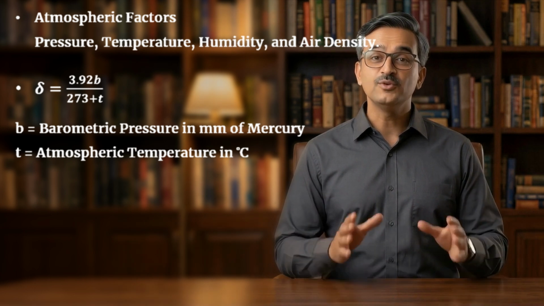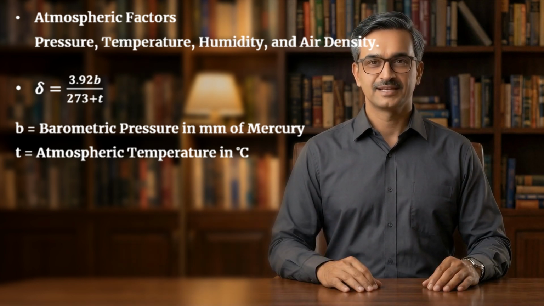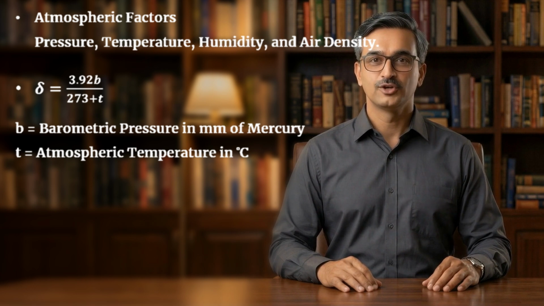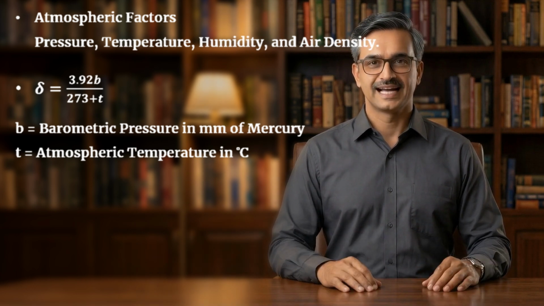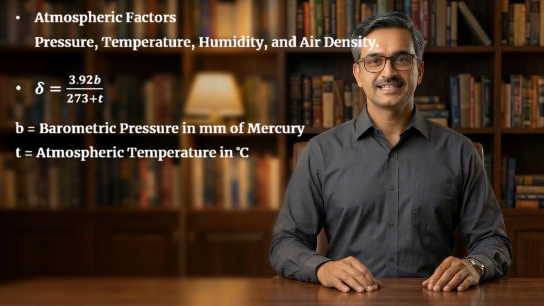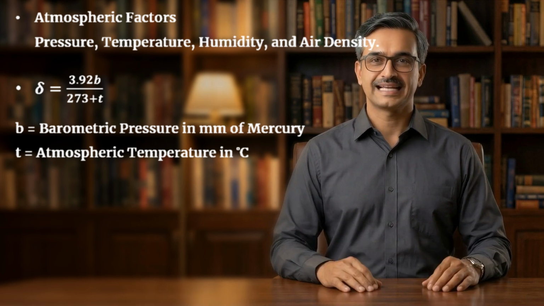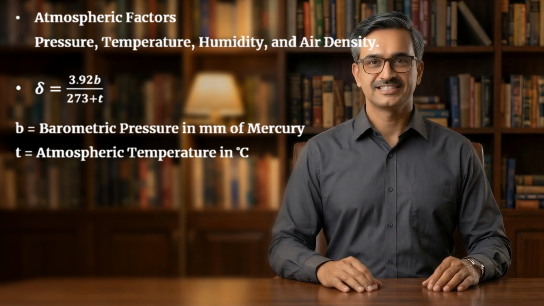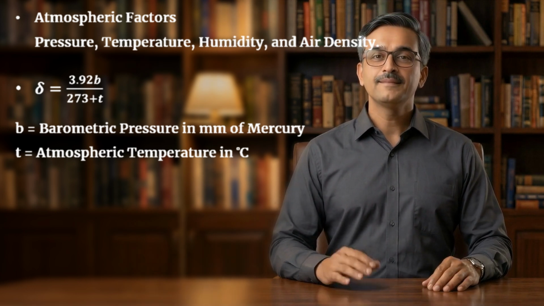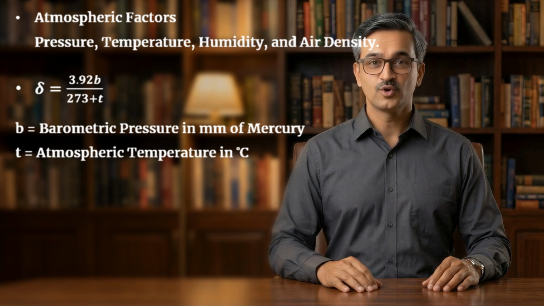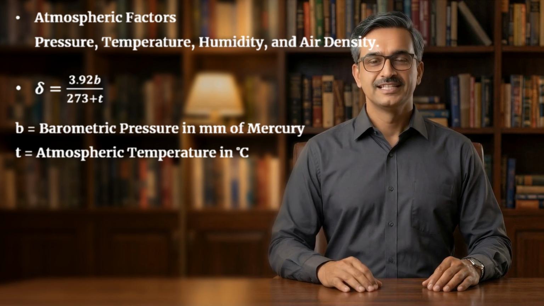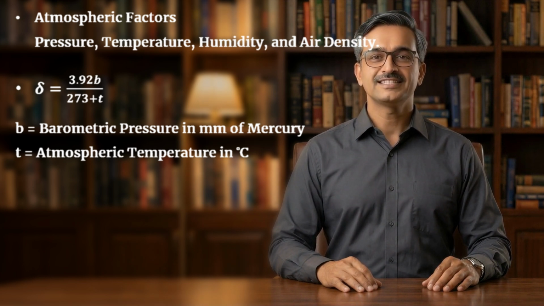At higher altitudes or hilly regions, atmospheric pressure decreases. Reduced air density lowers the dielectric strength of air. As a result, corona occurs more easily and corona loss increases. Humidity is another important atmospheric factor. During rain, fog, or snow, moisture particles present in air help ionization. Because of this, the critical disruptive voltage decreases and corona loss increases.